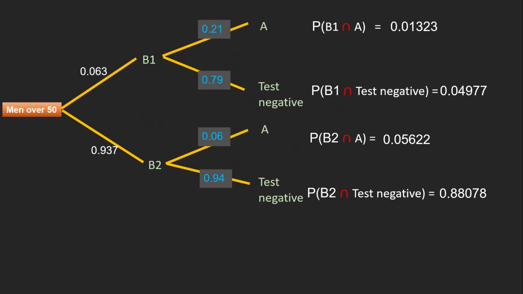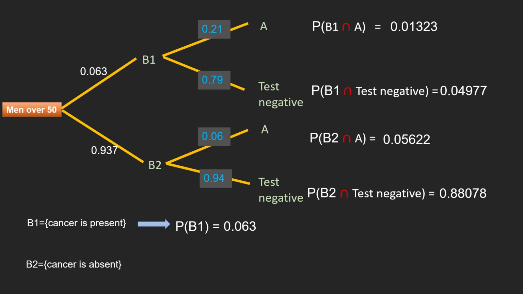Now let me consider this tree diagram and define some events. I define B1 as cancer is present. Therefore, we can write probability of B1 is 0.063. B2, cancer is absent. So we can write probability of B2 is 0.937, and define another event as A. It is test is positive.